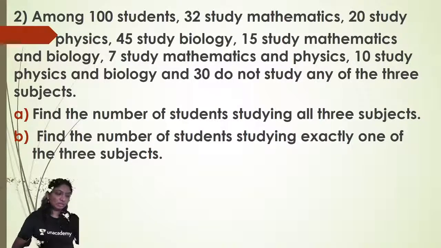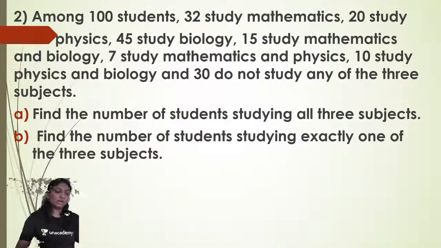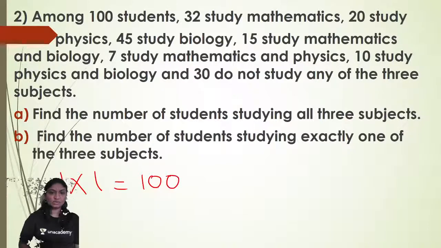Among 100 students, 32 study mathematics, 20 study physics, 45 study biology, 15 study mathematics and biology, 7 study mathematics and physics, 10 study physics and biology, and 30 do not study any one of the three subjects. As 30 do not study any of the three subjects, only 70 students are studying. So the cardinality of X, the total set, is equal to 100.